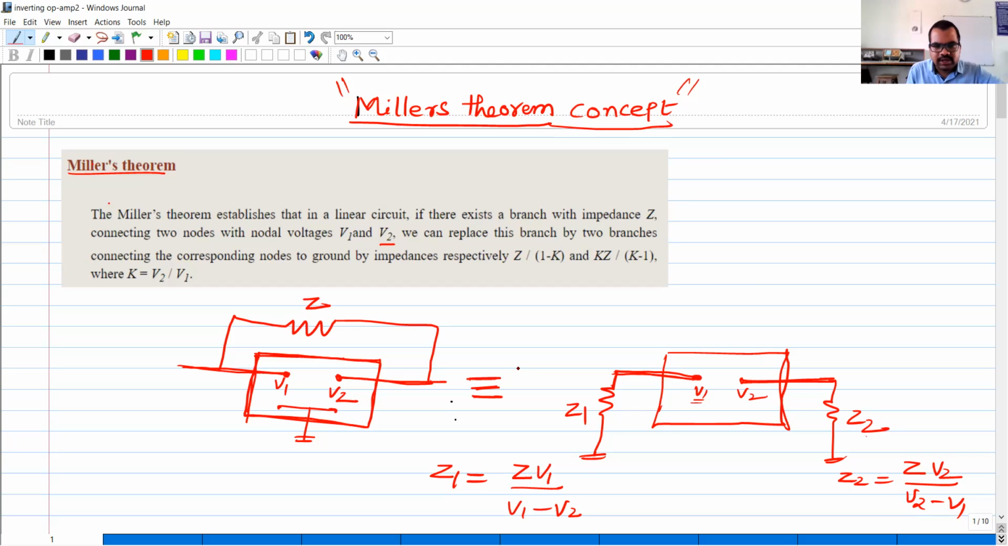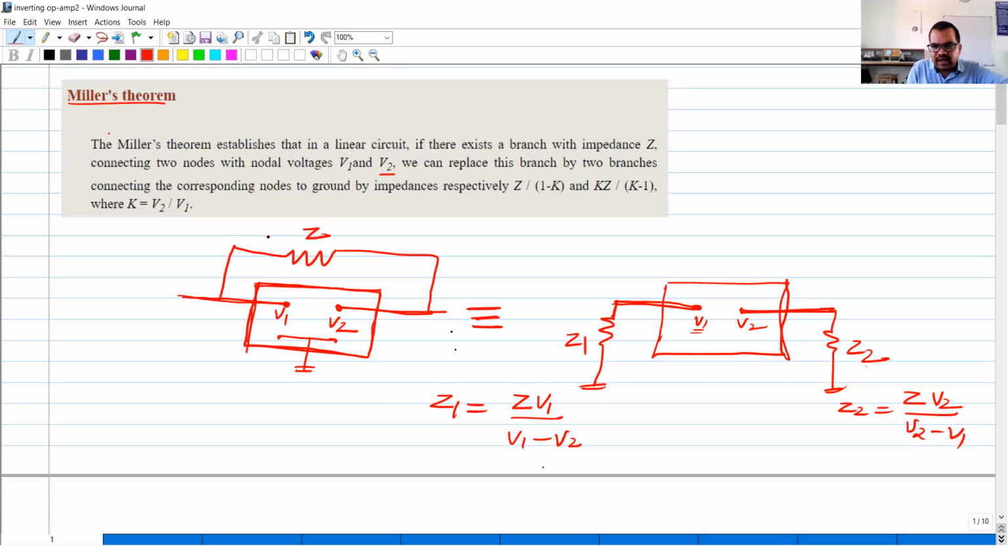In a linear circuit, two terminals are connected with an impedance Z, and that can be replaced by terminal V1 connected to an impedance Z1 and terminal V2 connected to an impedance Z2, where Z1 is equal to Z into V1 by V1 minus V2, and Z2 is equal to Z into V2 by V2 minus V1.